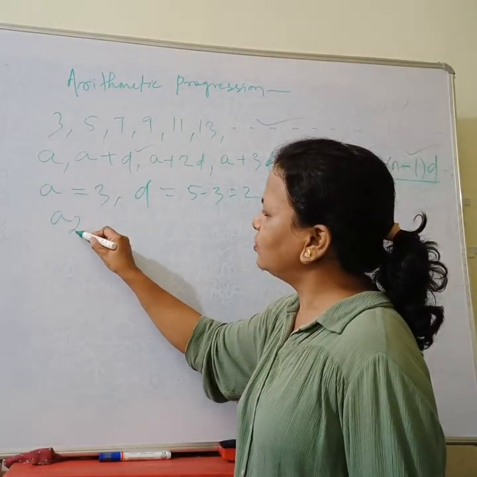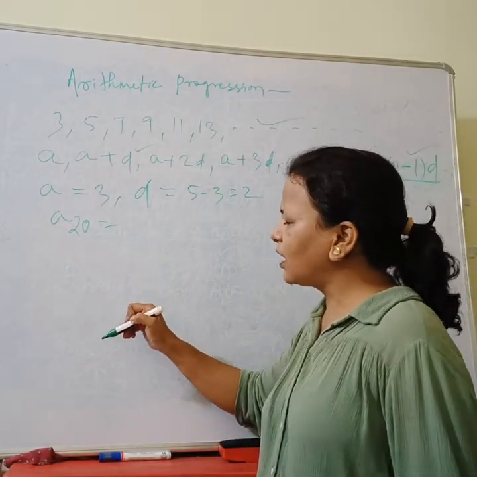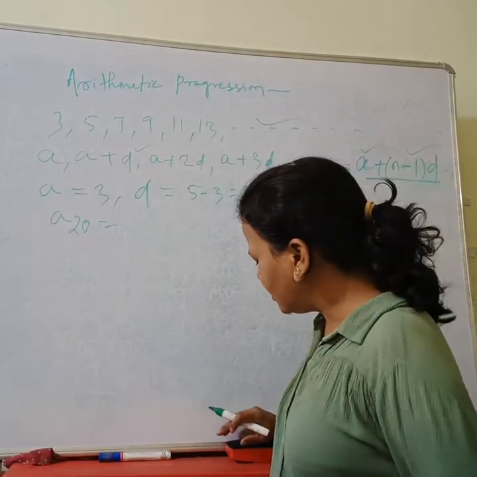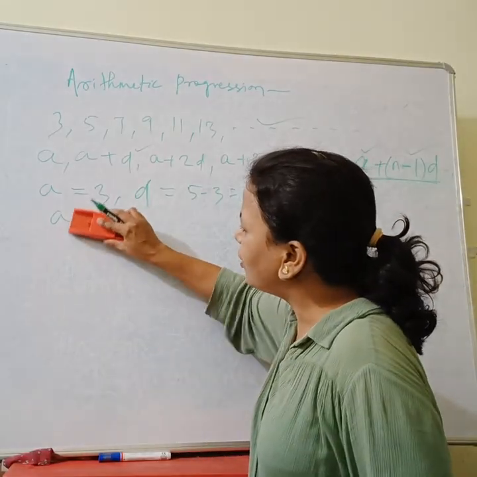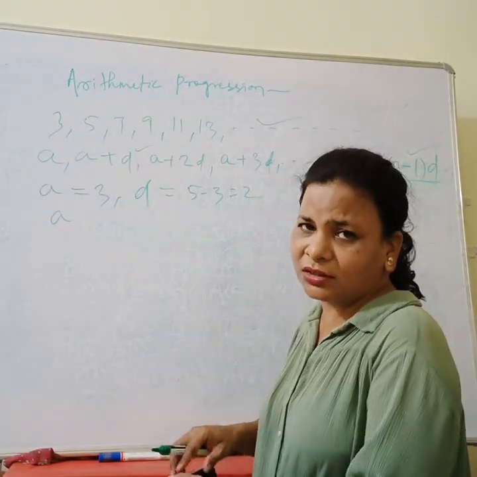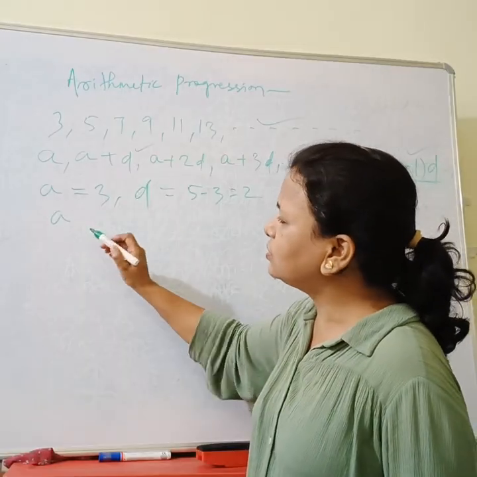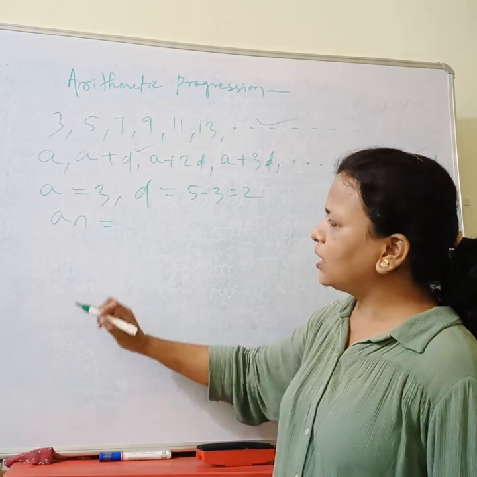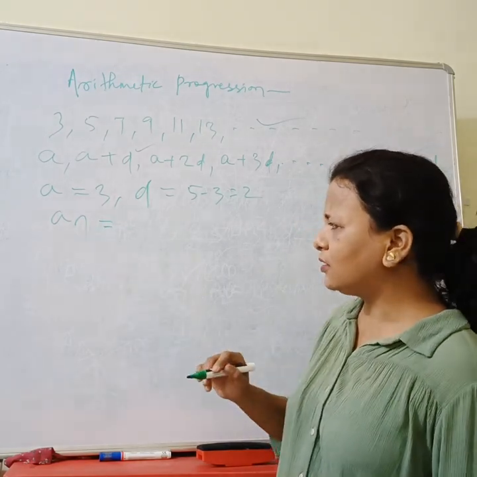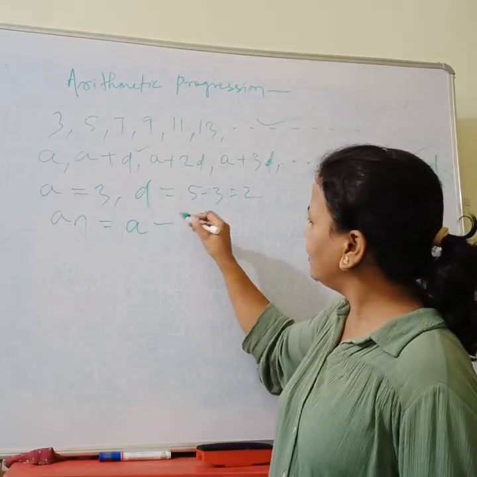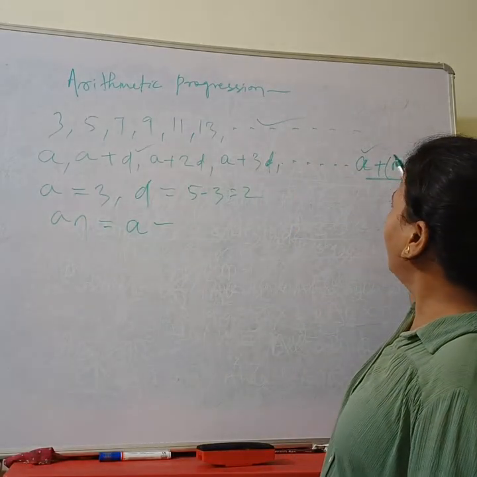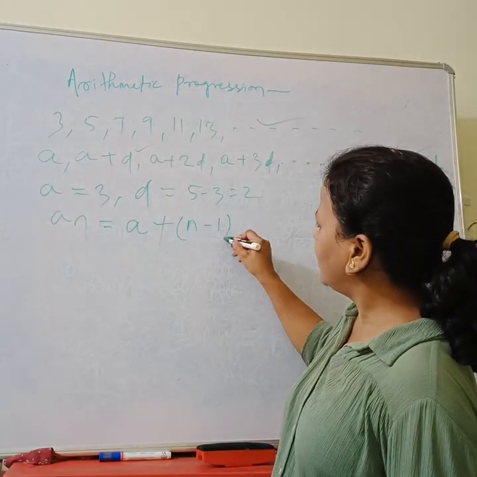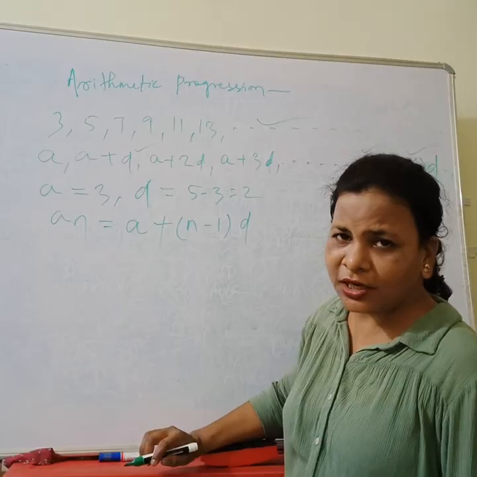Now it's time to find the 20th term. There is a formula to get the nth term. Before that, you must know the formula to obtain the nth term of an AP. Suppose any term you need to find out, the nth term. I told you that the nth term is obtained by adding A to n minus 1 times D. So A plus n minus 1 times D gives us the nth term.